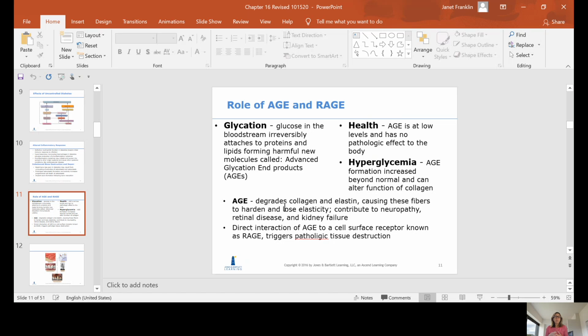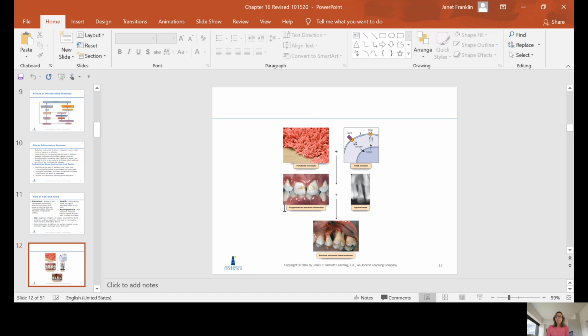So diabetics are more prone to eye diseases, kidney diseases, and neuropathy, or nerve-related diseases. These are just side problems from diabetes.